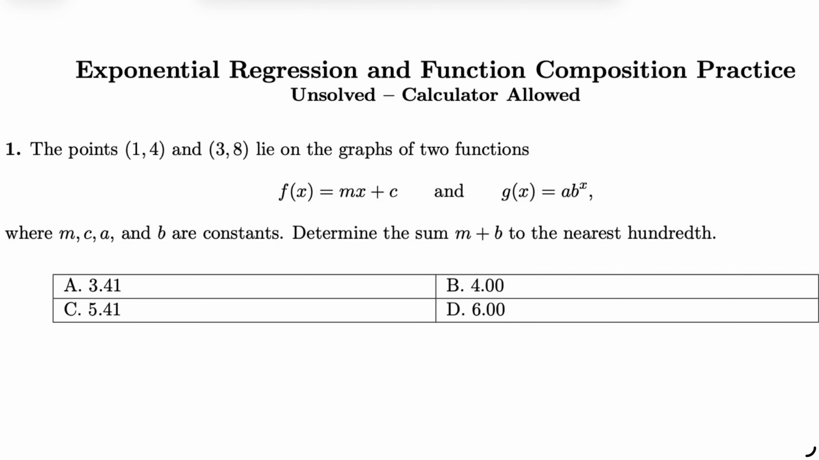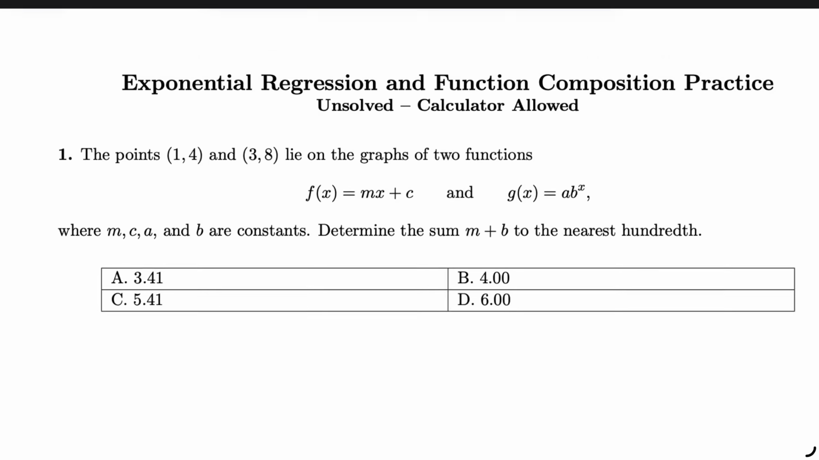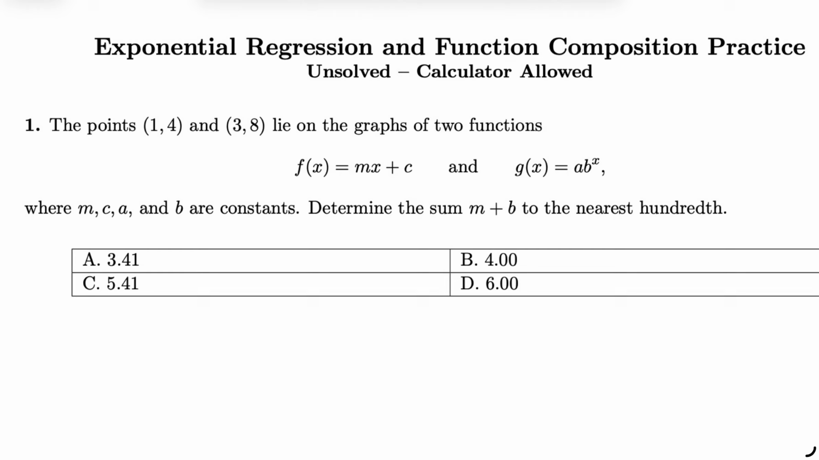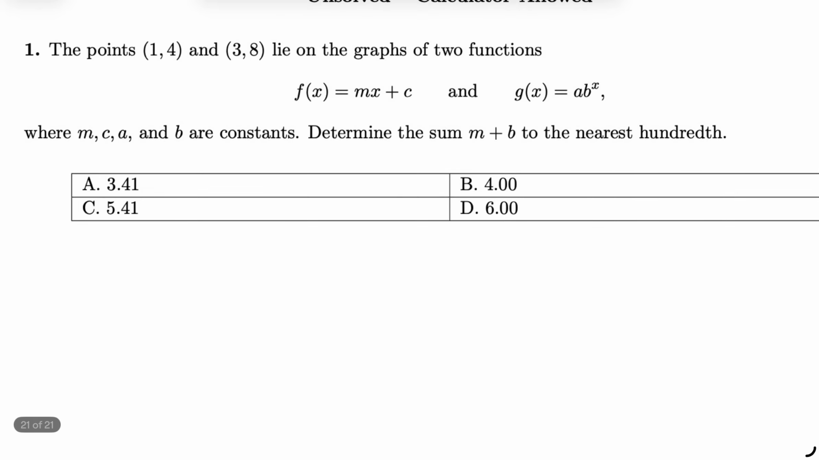In this video, we're going to do some exponential regression and function composition practice. So we have the points (1, 4) and (3, 8) that lie on the graphs of the two functions f of x equals mx plus c, and g of x equals a times b to the power of x, where m, c, a, and b are constants. Determine the sum of m plus b to the nearest hundredth.